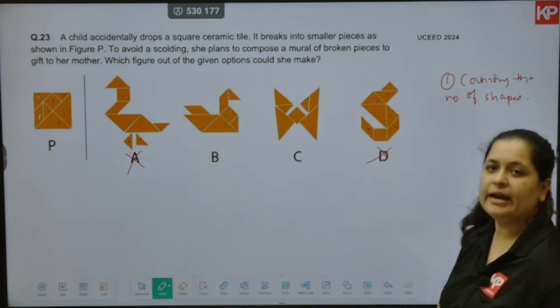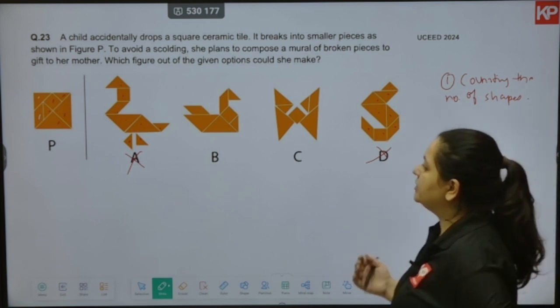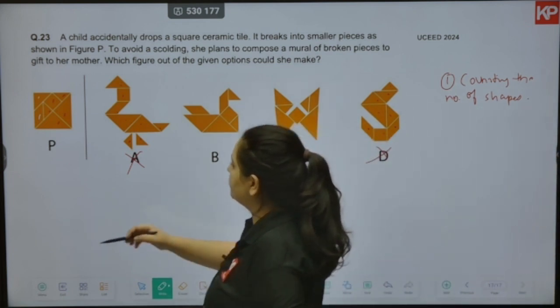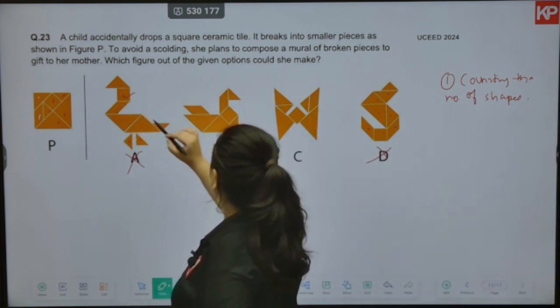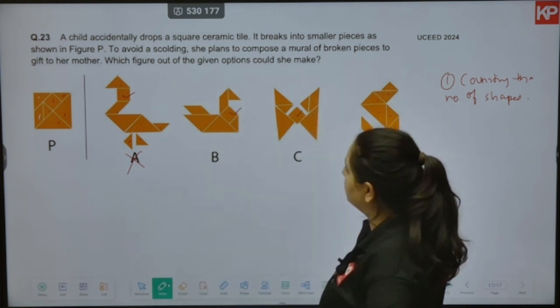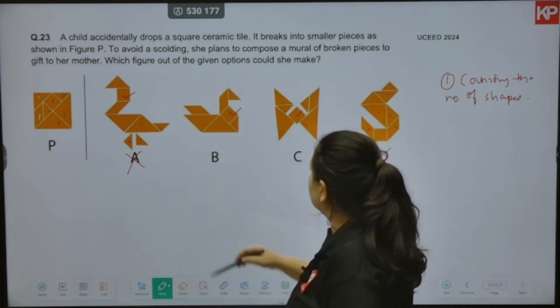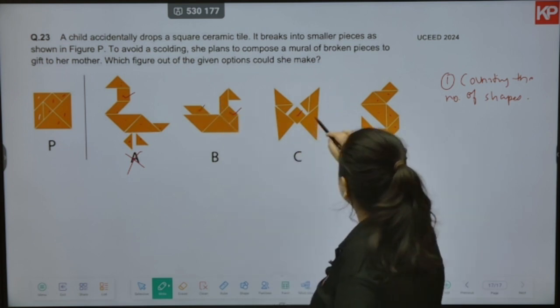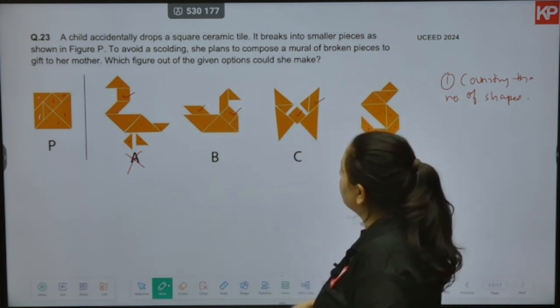Okay, so A and D have been eliminated. Let's check with the square. We have a square here, we have a square here, we have a square here. Okay, now let's check for the parallelogram. We have a parallelogram here as well and here as well. Okay, so far good to go.